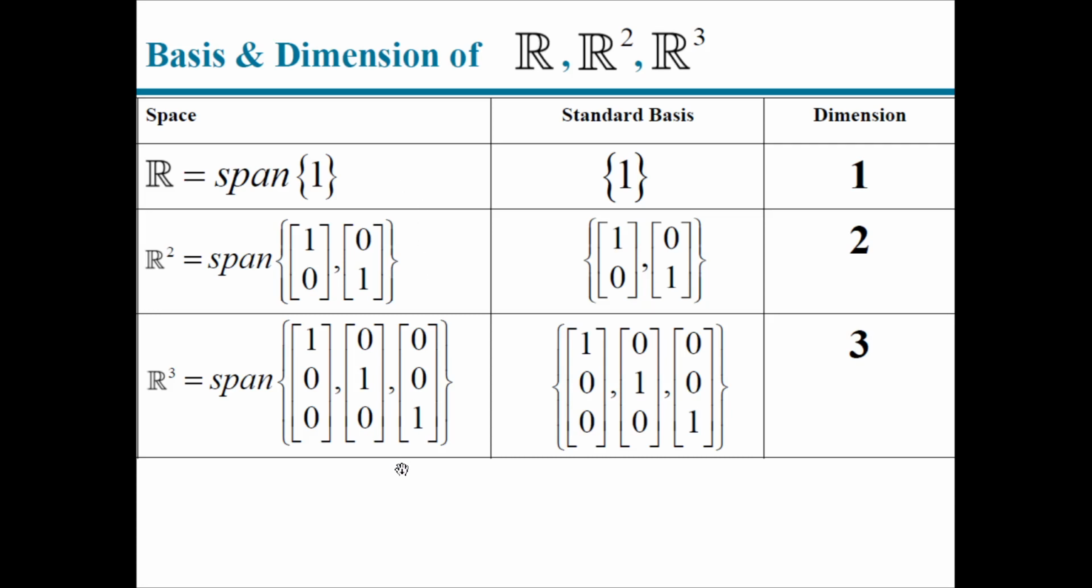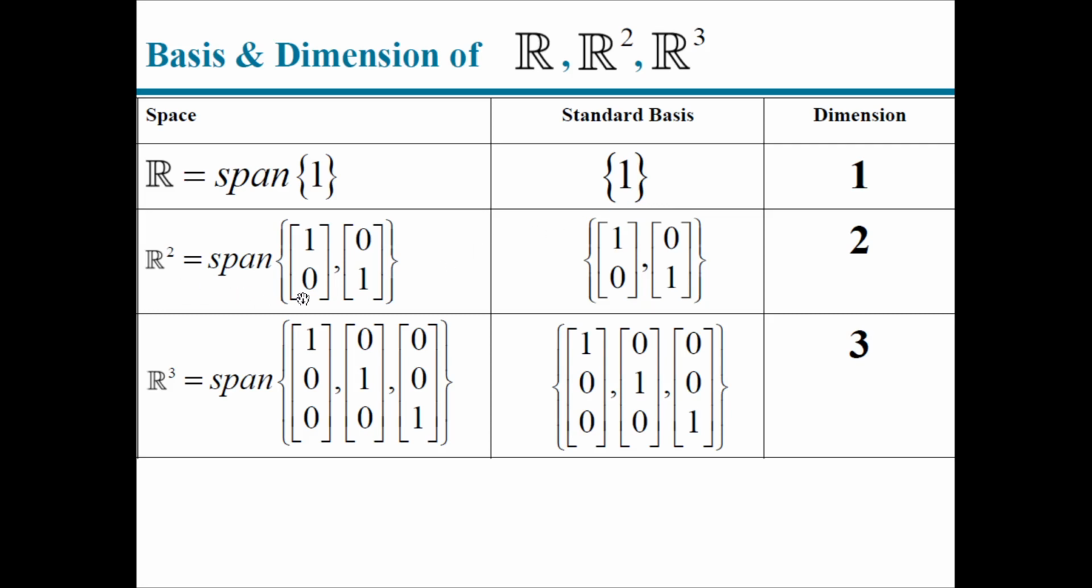Our classic linear spaces are: the span of 1, so any real number is a product of 1 times a real number, and the dimension is 1. So again, curly brackets is the notation for a set, and it is important to keep it.